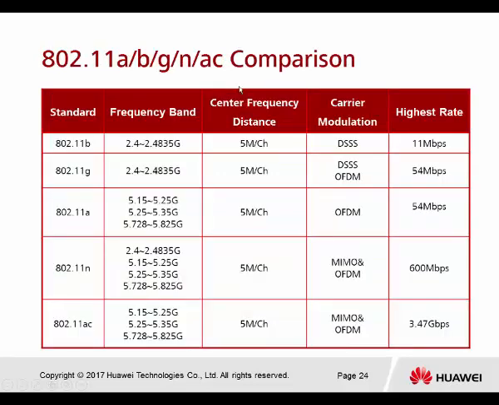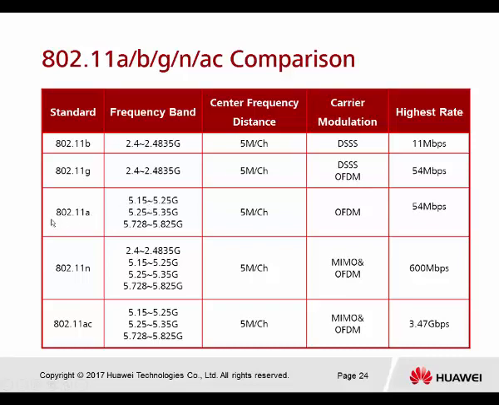Okay, this is the comparison here between the different standards. So basically B and G use the same frequency band. The distance for all the channels is the same. Every single channel, the distance is around 5 MHz. For the modulation, B and G both support DSSS. And this is the reason why G is compatible with standard B, because they both have the same modulation. And G is able to achieve 54 Mbps because they're using this modulation, OFDM.